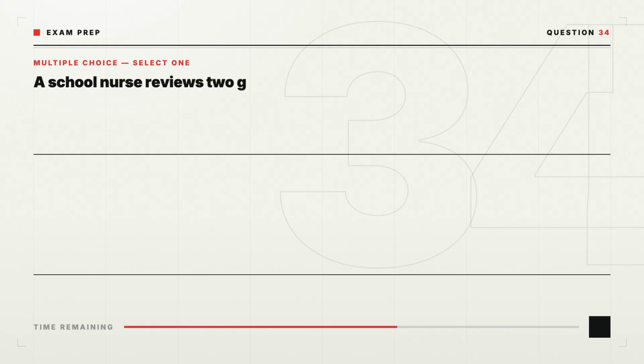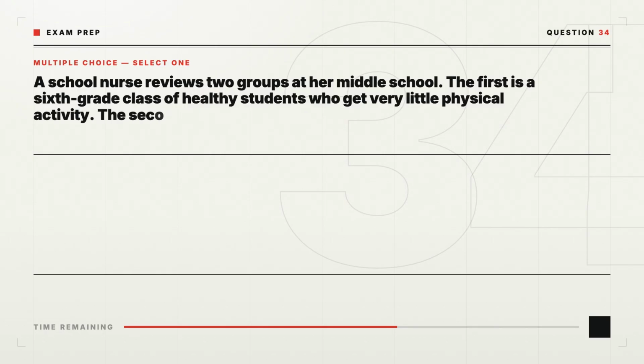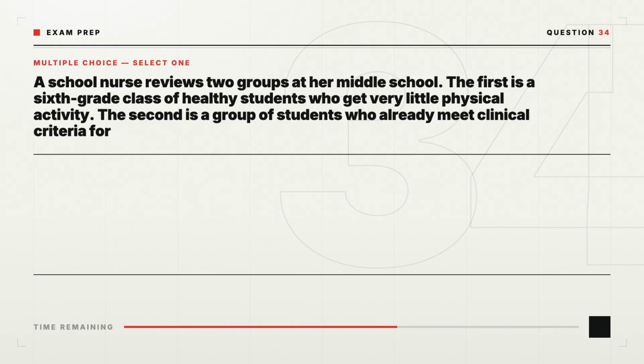Question 34. A school nurse reviews 2 groups at her middle school. The first is a 6th grade class of healthy students who get very little physical activity. The second is a group of students who already meet clinical criteria for obesity.